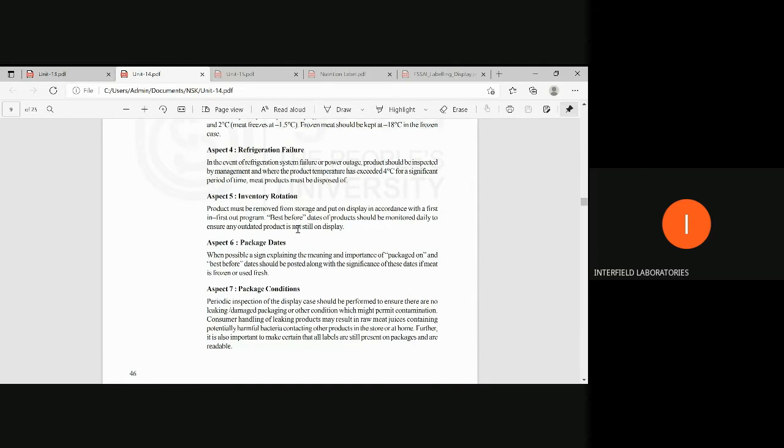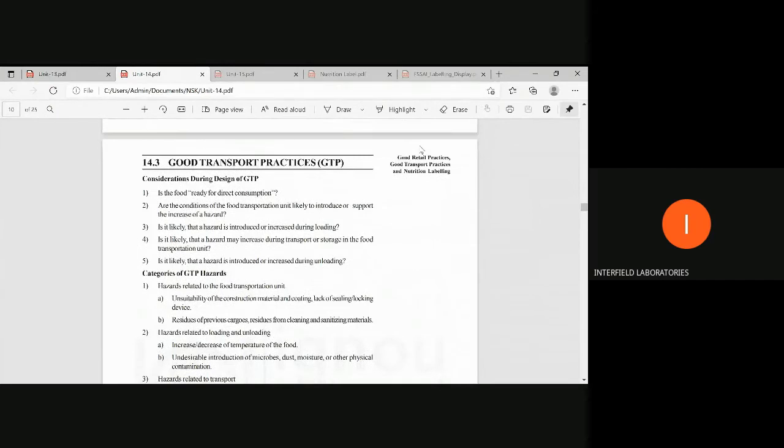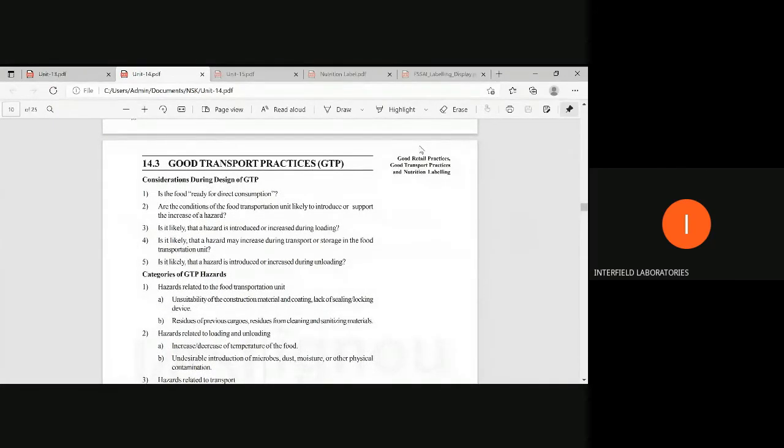Now let us see good transport practices. In designing good transport practices, some questions are to be considered. These are: is the food ready for direct consumption? Are the conditions of the food transportation unit likely to introduce or support the increase of a hazard? Is it likely that a hazard is introduced or increased during loading of the product? Is it likely that a hazard may increase during transport or storage in the food transportation unit? Is it likely that a hazard is introduced or increased during unloading? So all these questions are to be considered during the design of good transport practices. According to this, good practices should be devised.